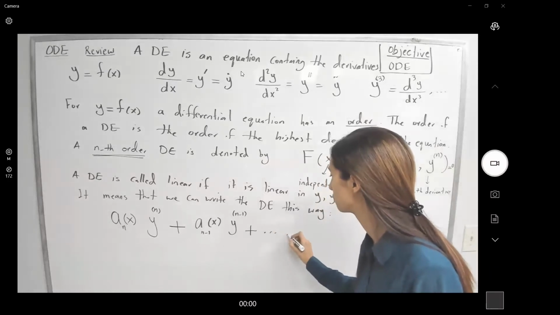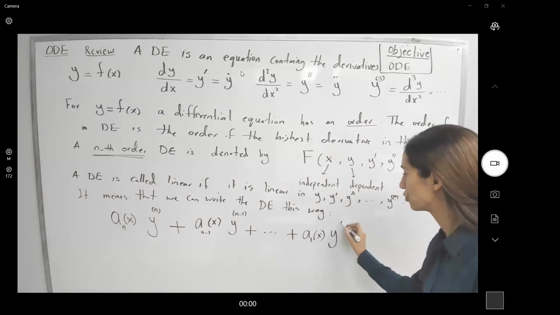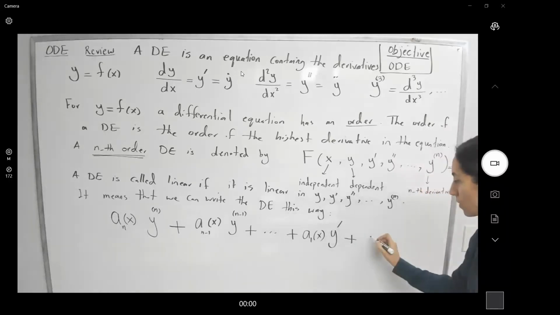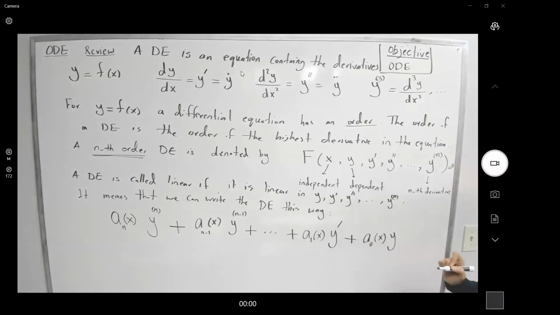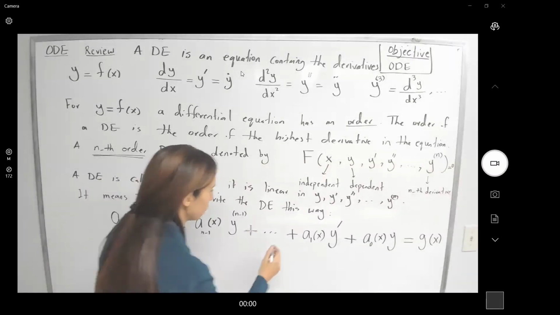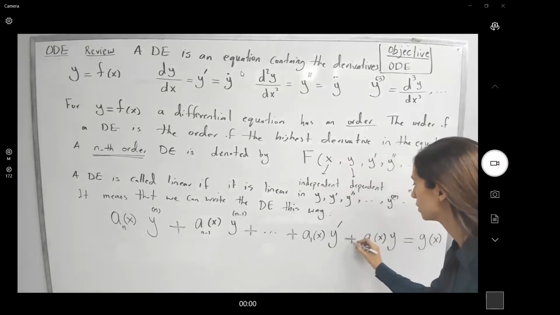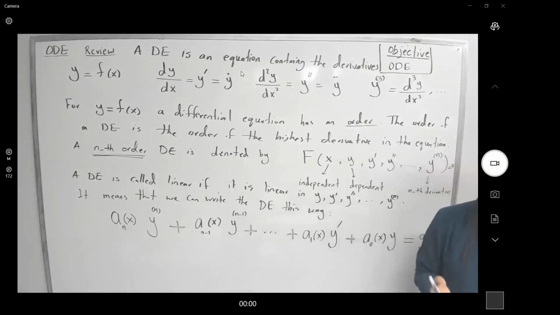Plus the middle terms, then you have a term in terms of x, a sub 1 of x, times the first derivative, plus a sub 0 of x times y, and on the other side you might see a constant or a function in x. So the operation is addition between the derivatives of y and also y itself. These are all addition. That's why we said that if you see multiplication between the derivatives, if you see multiplication of y and the derivatives, or if you see functions including y, those count as nonlinear differential equations.